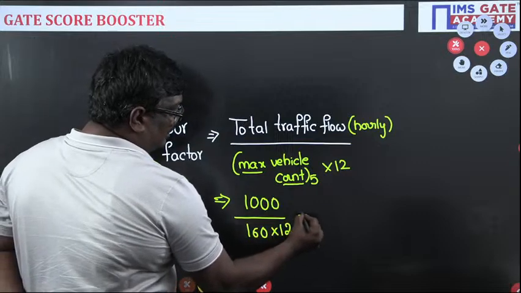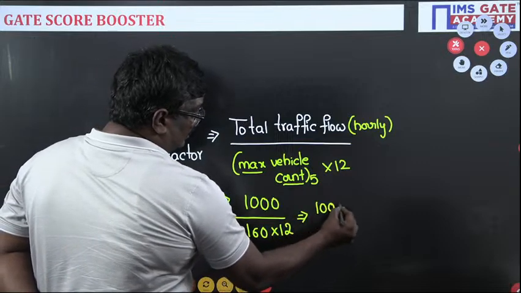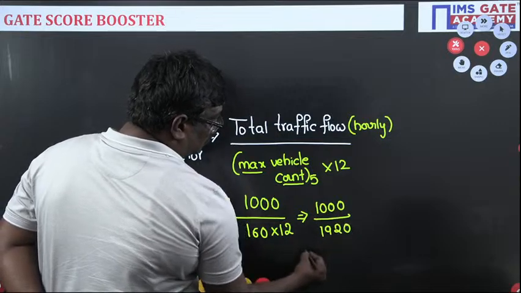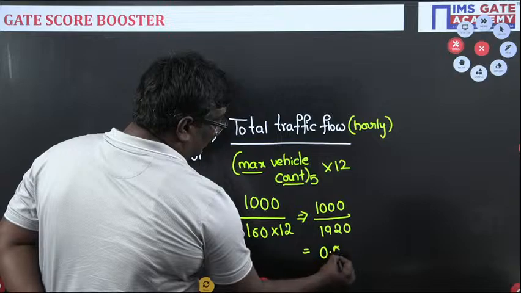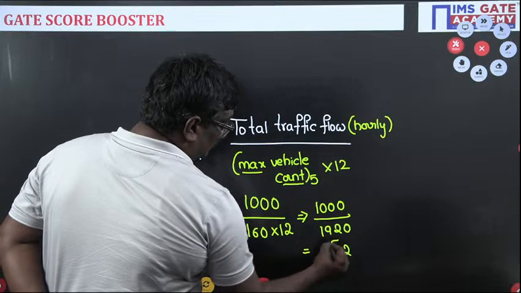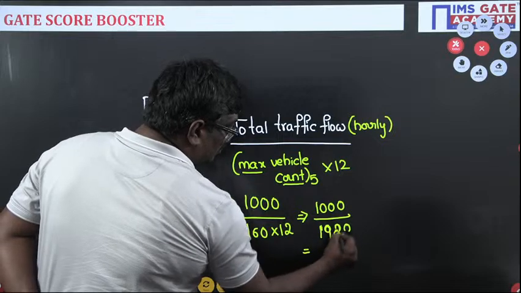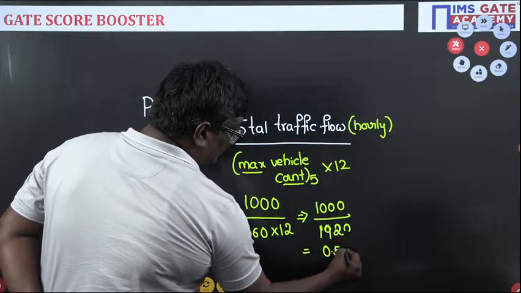So this will be equal to 1000 divided by 1920, which will be equal to 0.52. So what is this value? 1000 divided by 1920 is equal to 0.52.